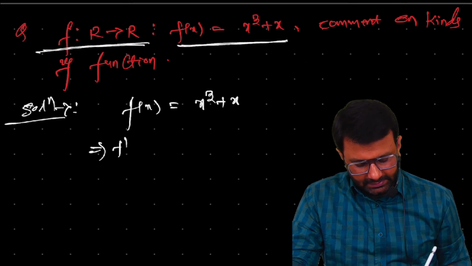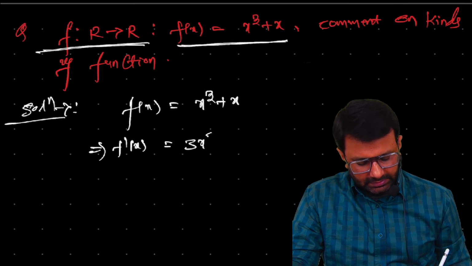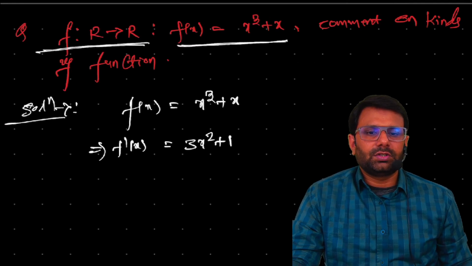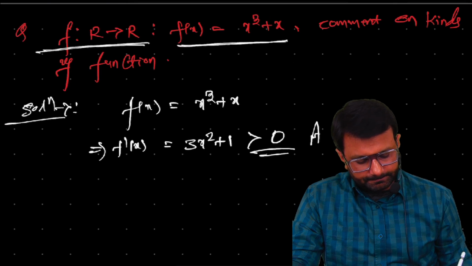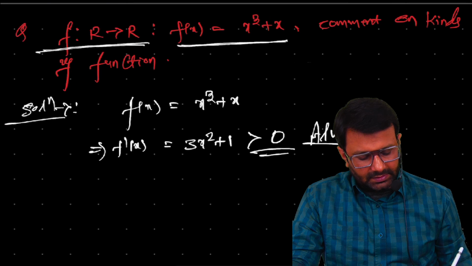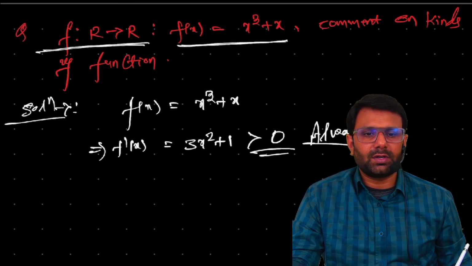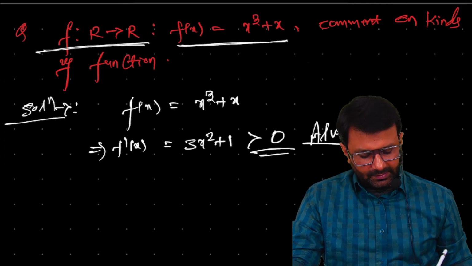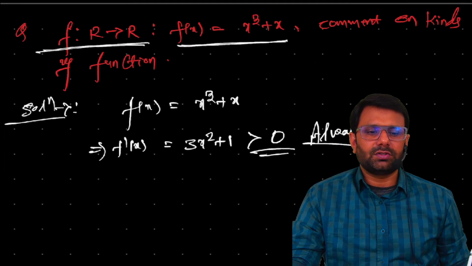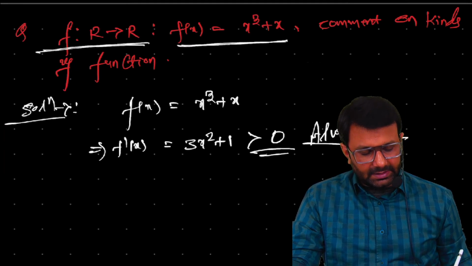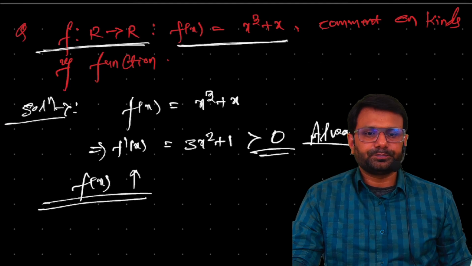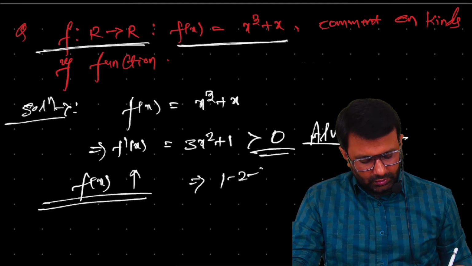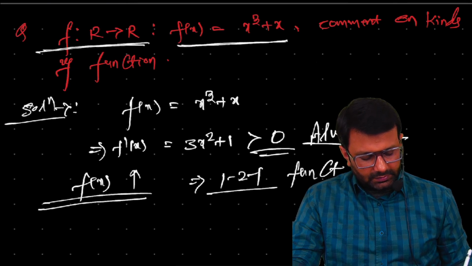f(x) is equal to x cube plus x. So what is f dash x? f dash x is equal to 3x square plus 1. Now tell me the sign of f dash x. Put any value of x. This is positive always, no? Without any condition, if you put x equal to 0, this is 1, which is positive. So f dash x is greater than 0 always, which means f(x) is increasing always. So this function is a 1 to 1 function.